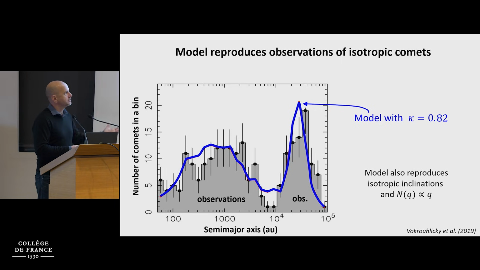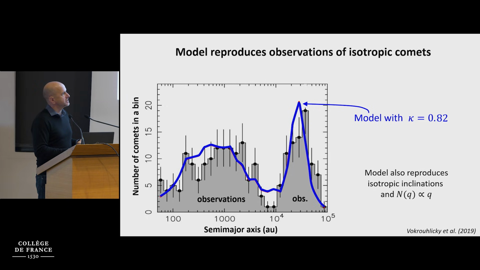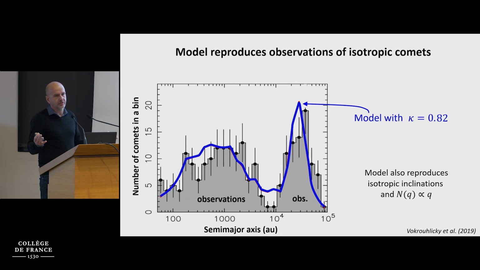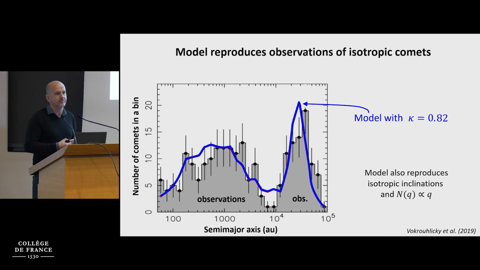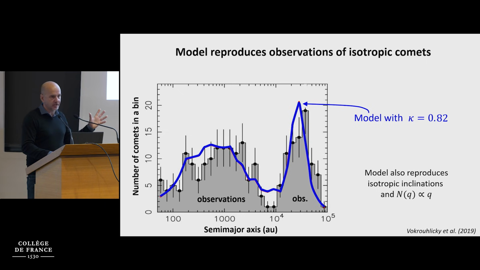reproduce the observations. And the same model, although I don't show it here, also reproduces the isotropic inclination of the observed comets. That's because the cloud is pretty much spherical, and it also reproduces the distribution in the perihelion distance of the isotropic comets. So it looks pretty good. So this was for the isotropic comets.